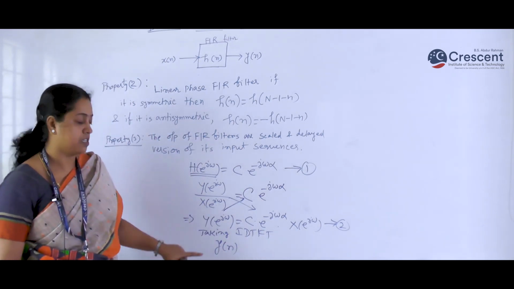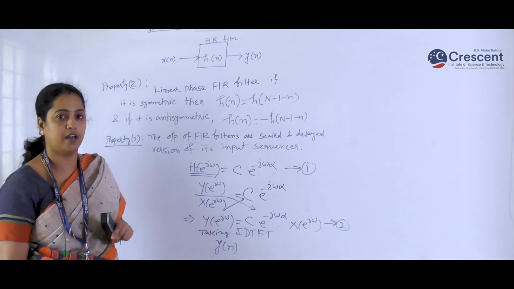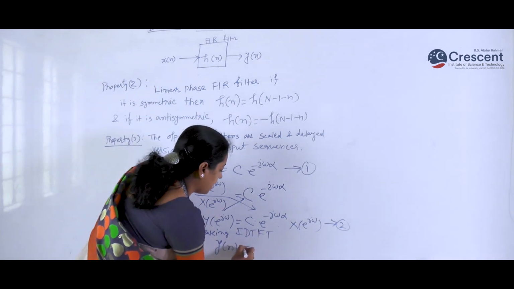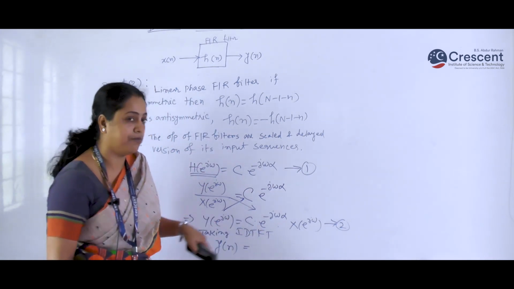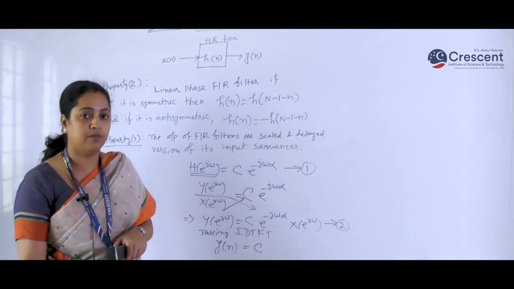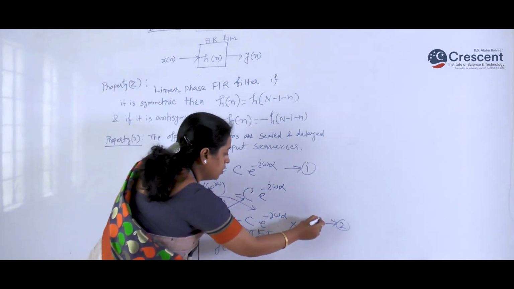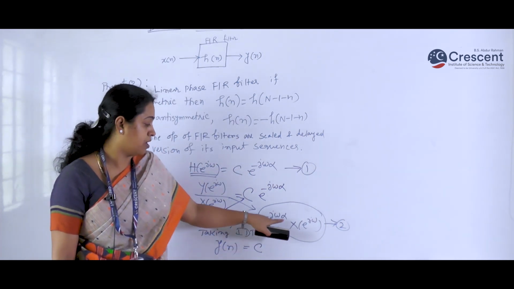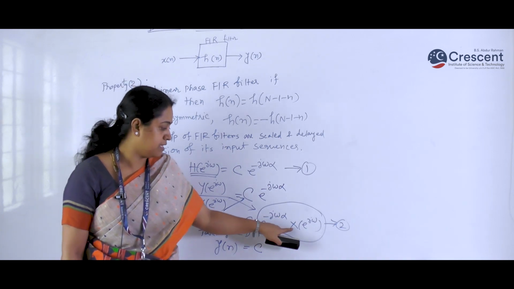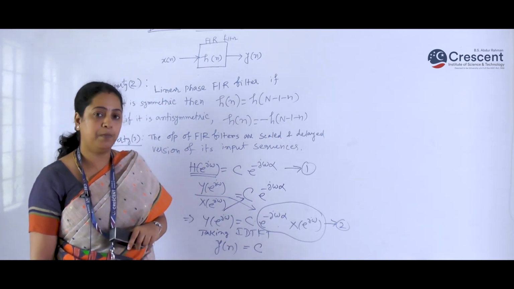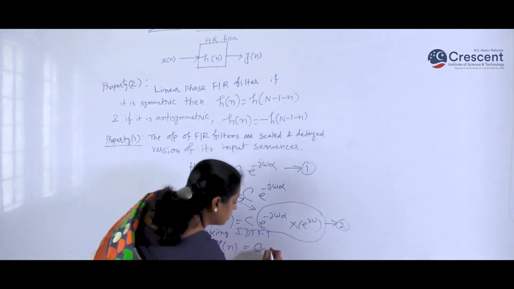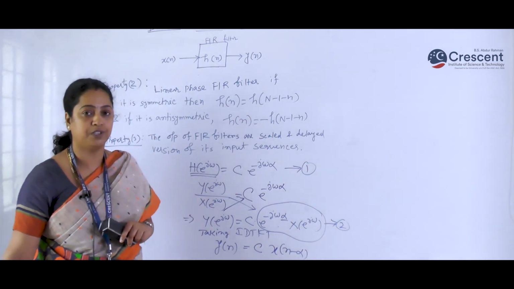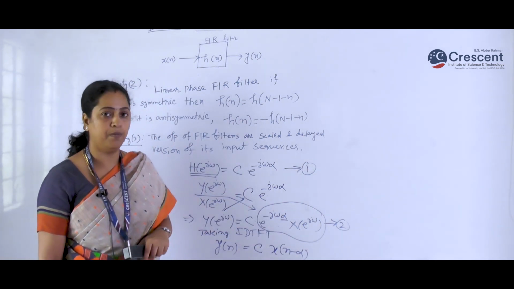What is the relationship between y of n and Y of e power j omega? They are a DTFT pair, so we will get y of n. On the right hand side you have C, which is a constant and has no effect, so we can write it as it is when we take the inverse discrete time Fourier transform. But when we apply it on X of e power j omega multiplied by e power minus j omega alpha, the answer will be x of n minus alpha, because alpha is the amount of shift given in terms of e power minus j omega.